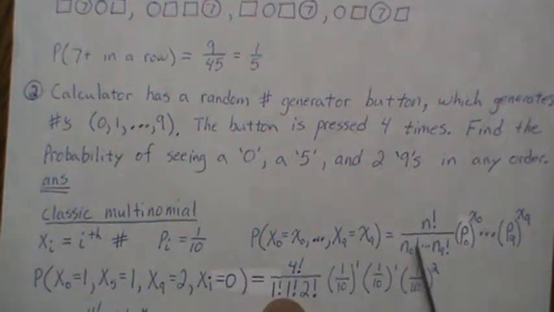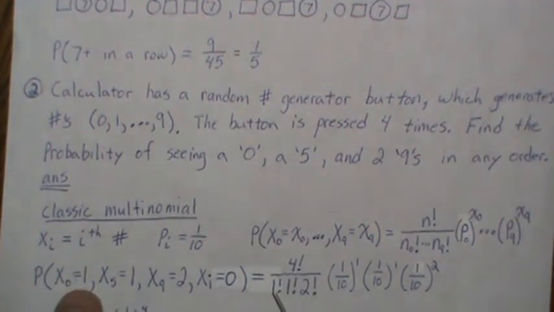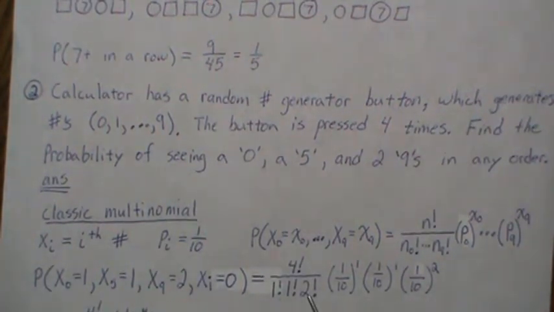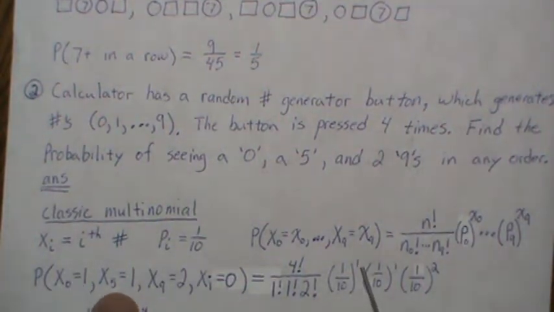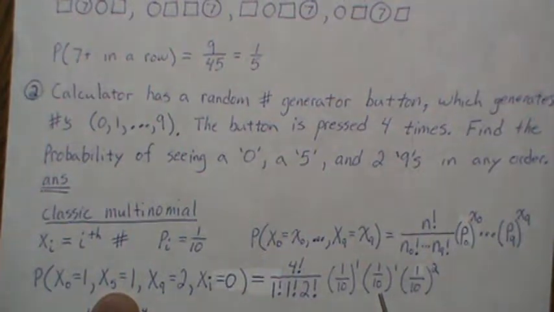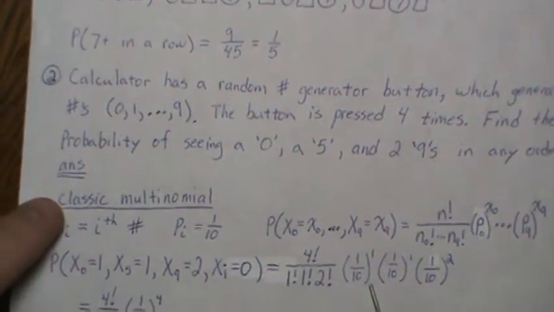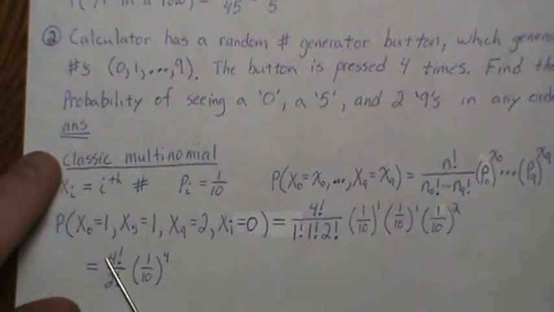So now when we plug them into this formula, we have 4 factorial, we have 1 factorial, 1 factorial, 2 factorial, and the others are 0 factorial, which are 1, so we can ignore them. And then here, P0 is 1/10 raised to the 1st, P5 is 1/10 raised to the 1st, P9 is 1/10 raised to the 2nd, and all the others are 1/10 raised to the 0, which are 1s, which we'll ignore. So now to do this calculation, you come up with this.